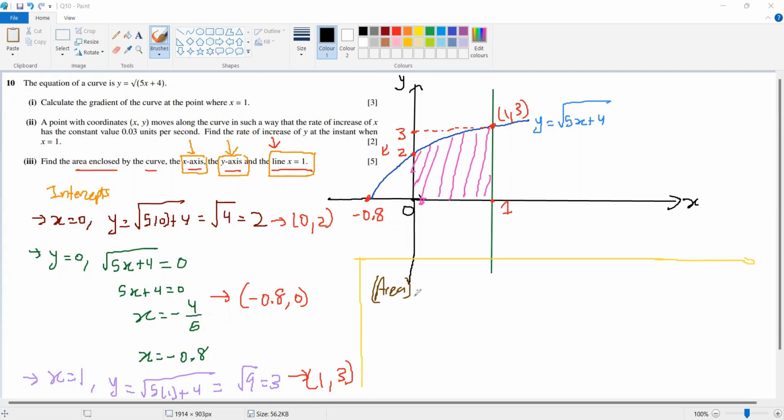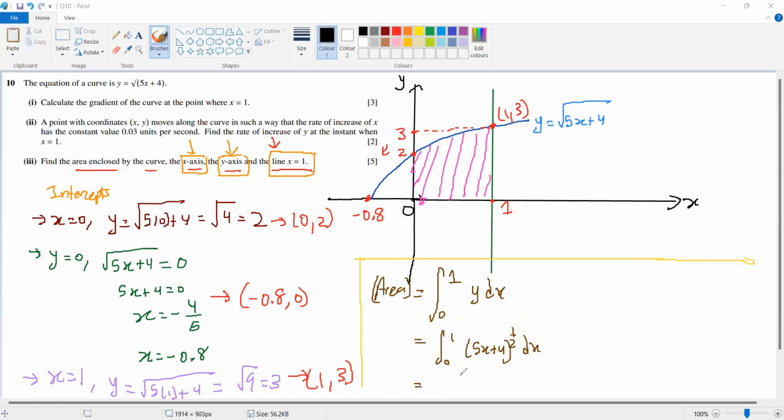So they didn't tell that. If you notice carefully, they didn't give the boundary of the area. So you must understand this from 0 to 1, y dx. So the area under the curve, 0 to 1, of (5x plus 4) to the power of a half dx. We already did this calculation earlier. Either you can take the earlier one or do it again.